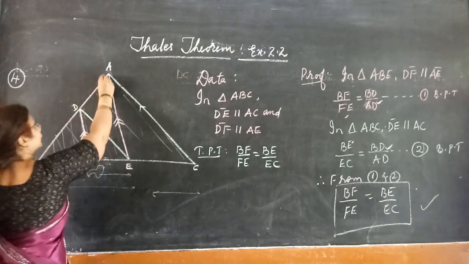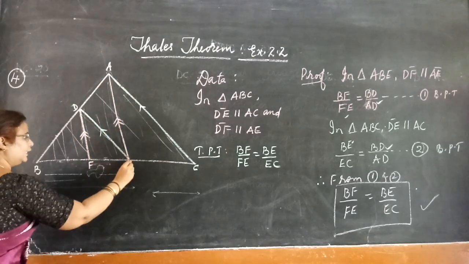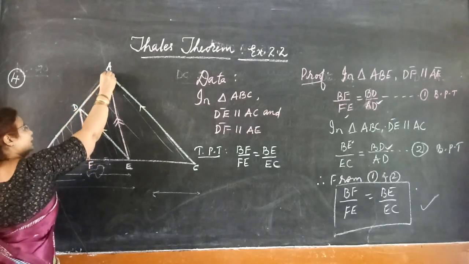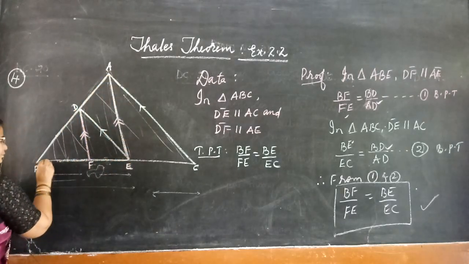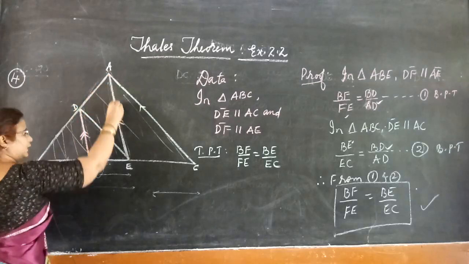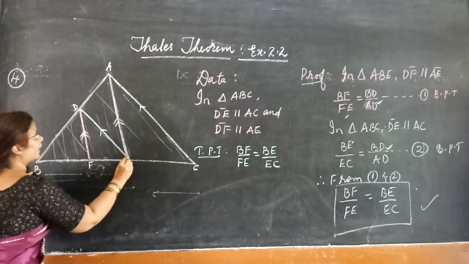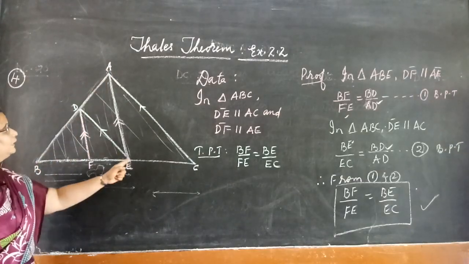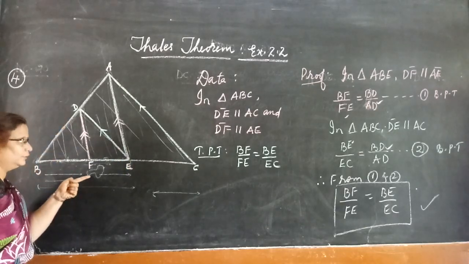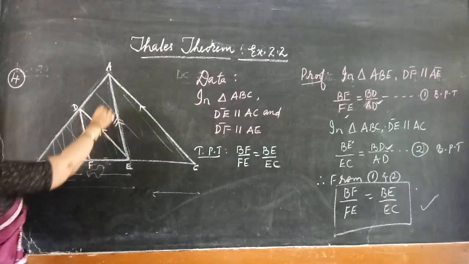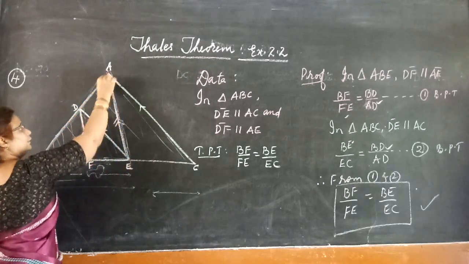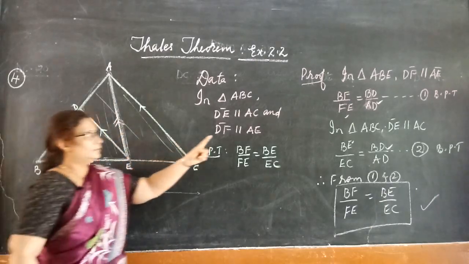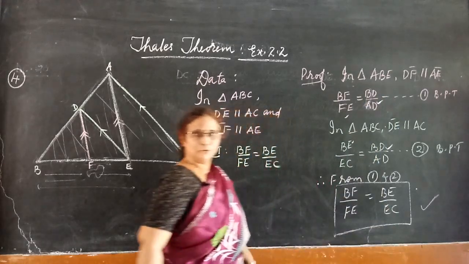In triangle ABE, can you see in this triangle, which is the parallel side? In triangle ABE, DF is parallel to AE. That's what I have written.